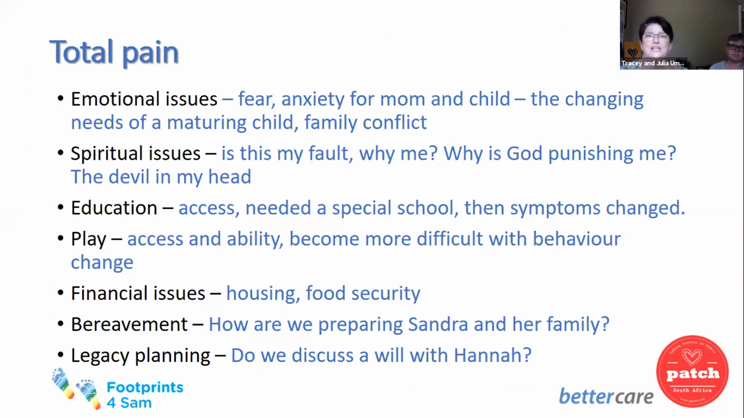She's also got changing needs as she grows up. She's not 3 anymore, she's 8 now. And now with COVID, there's family conflict. The whole family are shoved in one little place. No one's going out to work, and she can be quite badly behaved because she's bored and she's irritated and she's got pain now and again. So there is some conflict there as well. So that's the emotional stuff we need to be addressing.